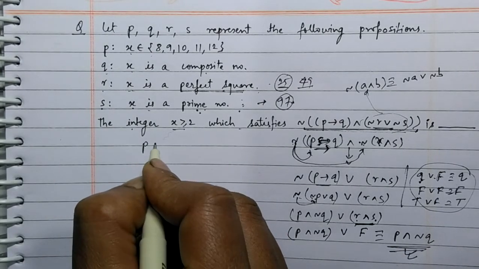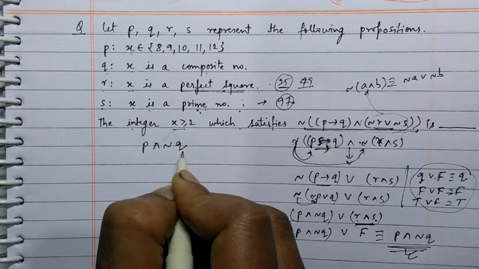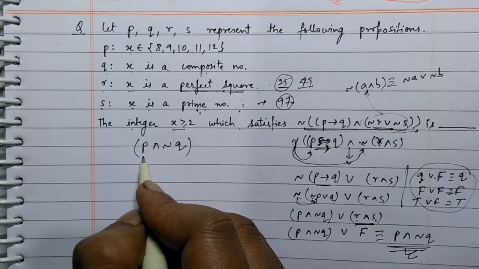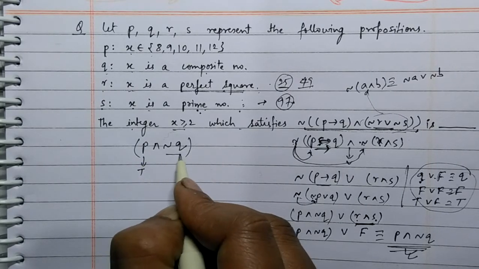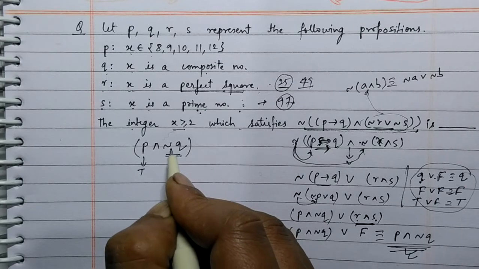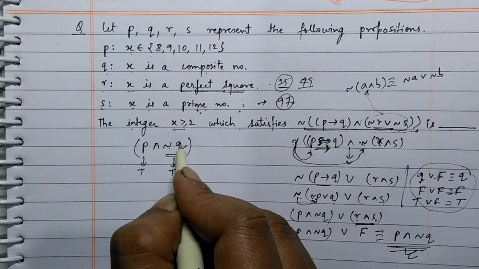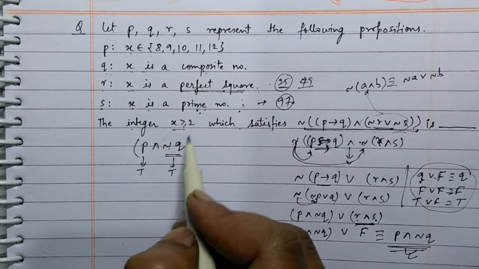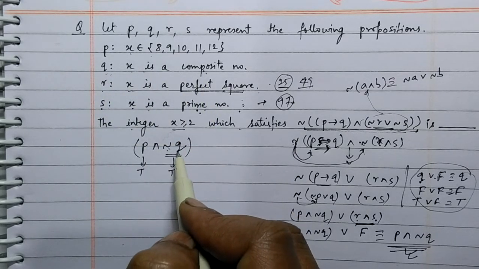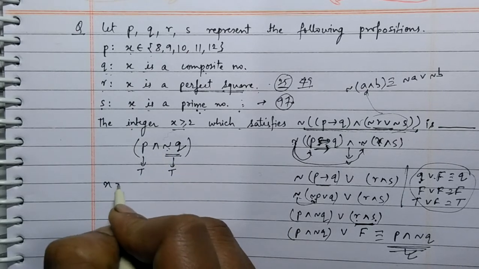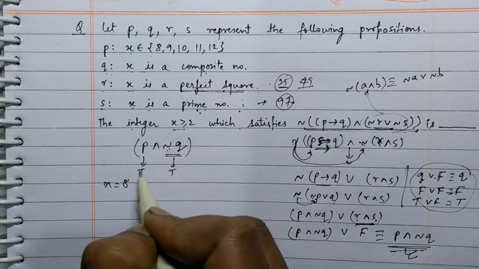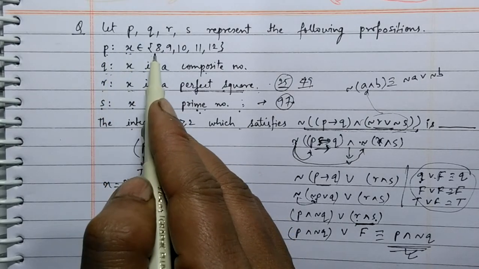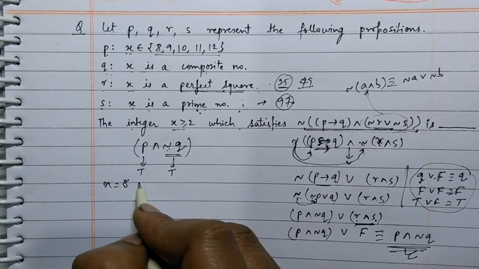Now P and not Q. It will be true if P is true and not Q is true. Not Q will be true if Q is false. Q is saying that X is composite, so not Q means X should not be composite. Let's try one by one. X is equal to 8. If X is equal to 8, 8 belongs to this set, means P is true.